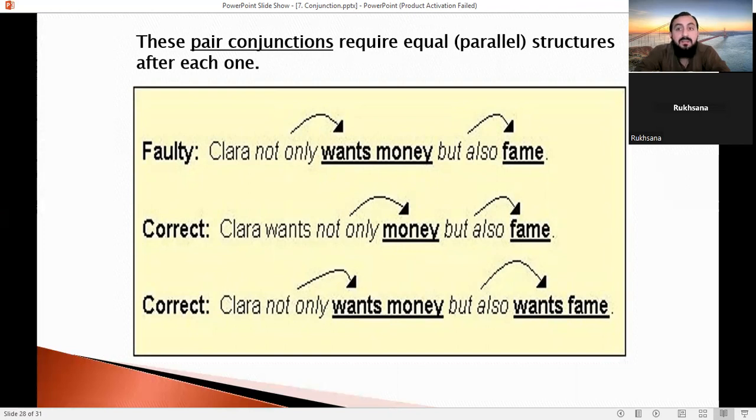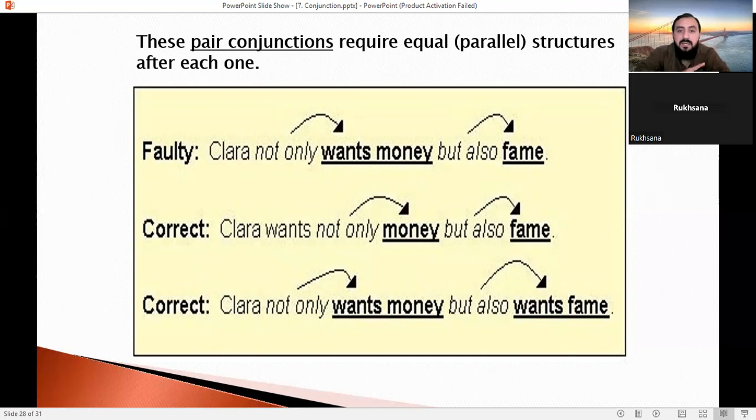Why is it faulty, sir? This sentence is not incorrect, but it is faulty. You can say it in spoken English, but the most correct ones are below. There are two sentences behind this one sentence: Clara wants money, and Clara wants fame too. So Clara wants two things at the same time, money plus fame.